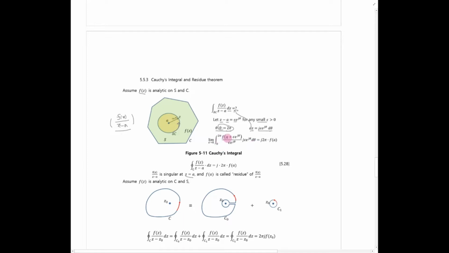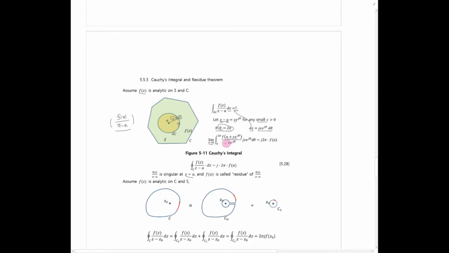Okay, and z is this one. z is a plus epsilon e to the j theta. This plus this value will give the z, and z minus a is this one. So epsilon e to the j theta, and dz is j epsilon e to the j theta d theta, and this theta will be changing from 0 to 2 pi. So we have a very small radius epsilon. So we take epsilon goes to 0.